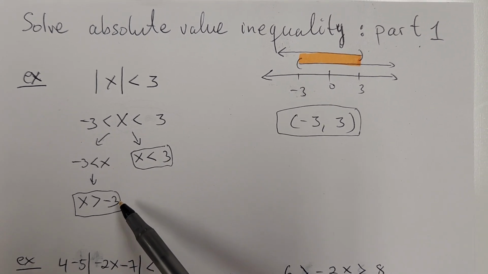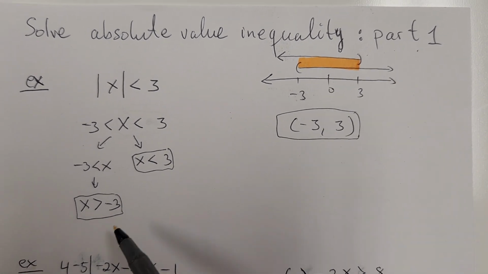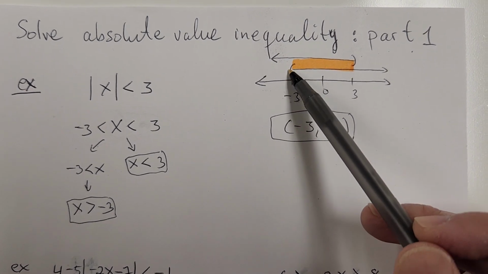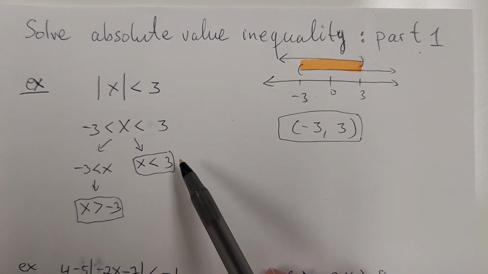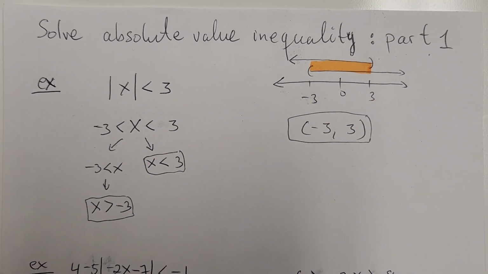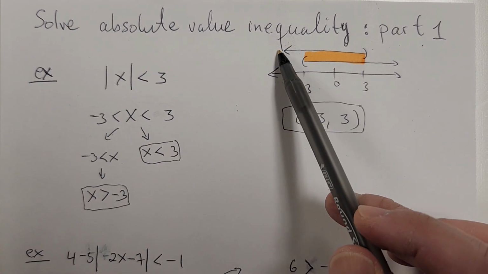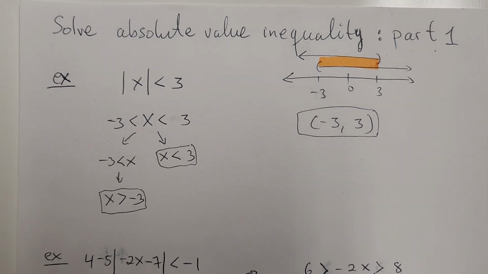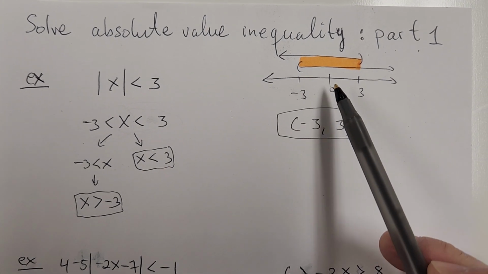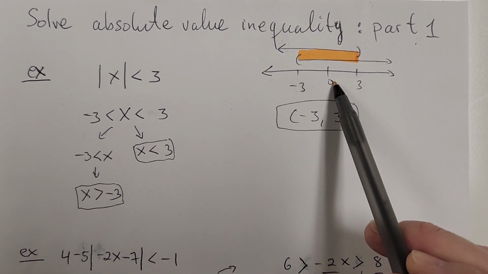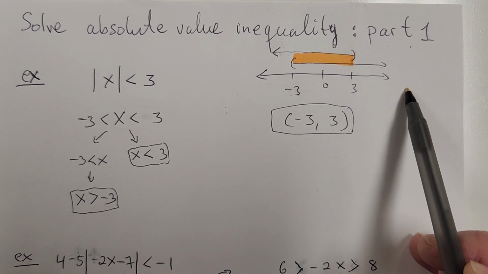So here's my graph up here. Negative 3 open to the right side, and positive 3 open to the left side. Make sure you always put a 0. 0 will separate the left side and right side. Left is negative, right is positive.